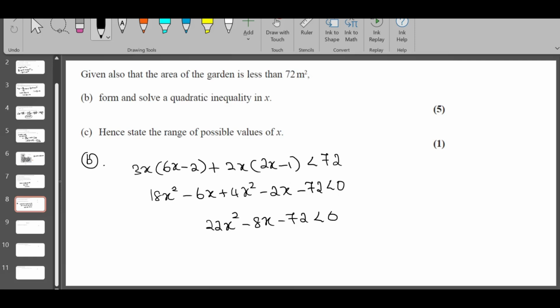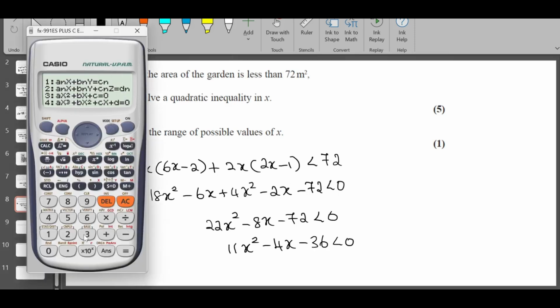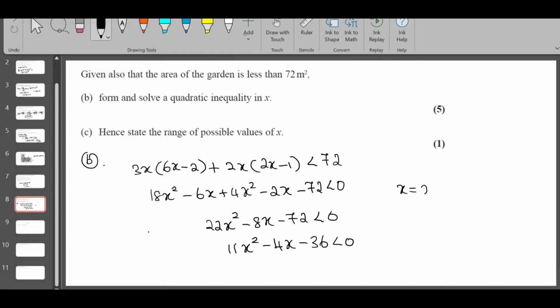You're going to divide throughout by 2. 11x square minus 4x minus 36 is less than 0. Let's solve this quadratic function. 11, minus 4, minus 36. 2 and minus 18 over 11. So you can write one more step. X minus 2 times 11x plus 18 is less than 0. Now we got the two critical values.